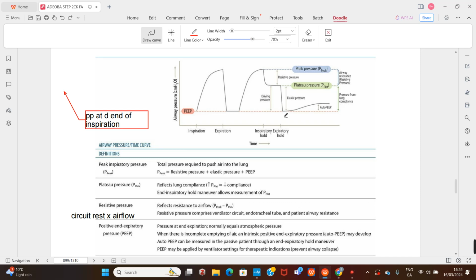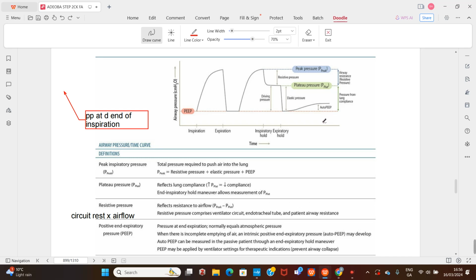intrinsic PEEP. Because normally you are supposed to take out a certain volume and remain a certain volume. So that certain volume will be exerting the normal PEEP. But when you have incomplete emptying of the airway during expiration, you have a lot of gas that is trapped, and it is going to deliver a lot of PEEP. So that is auto PEEP.